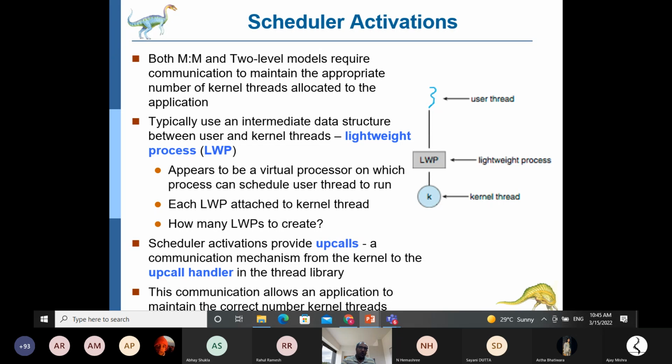In that case, there should be coordination between the user level threads and the kernel level threads, because the kernel level threads will actually schedule the real CPUs, whereas the user level threads will schedule the user threads on the virtual CPUs provided by the kernel thread, right? So for example, a user level thread is executed on a particular CPU, and it requires IO, for example.